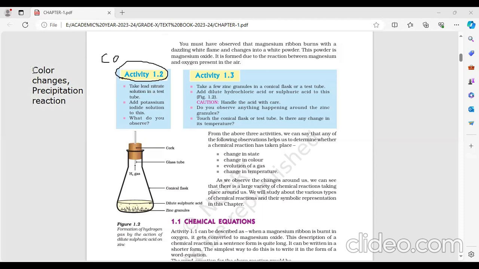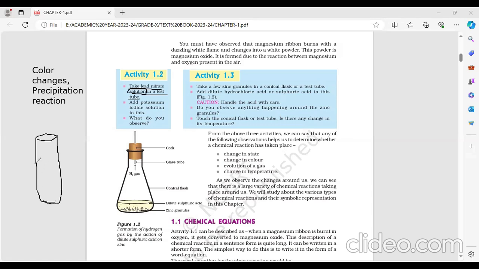So for this activity, what are the required substances? One is, take lead nitrate solution in a test tube. Solution means, in any chemical reaction, whenever it says solution, it means it is dissolved in water or added to water. Actually, lead nitrate is a white salt in solid state. So I'll take some amount of lead nitrate. Just imagine this activity; the video will also be uploaded, you may watch it later.